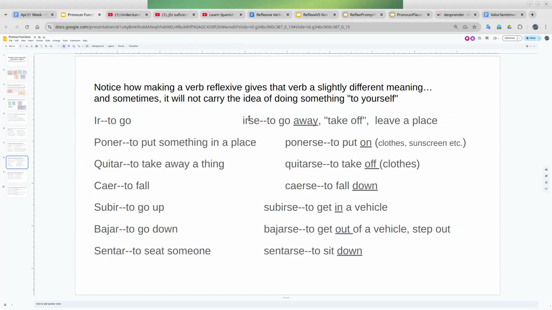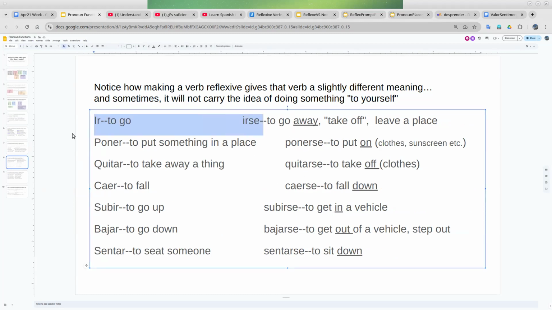Ir and irse, we'll talk a little bit more about that too, because that's a special category and that happens a lot. Poner and ponerse, quitar and quitarse, and so on and so forth.